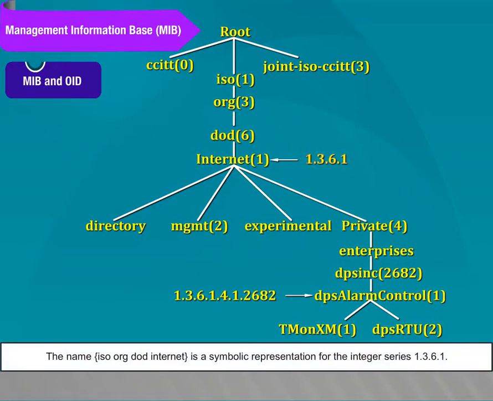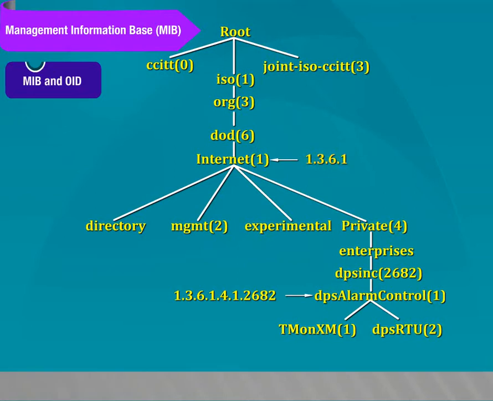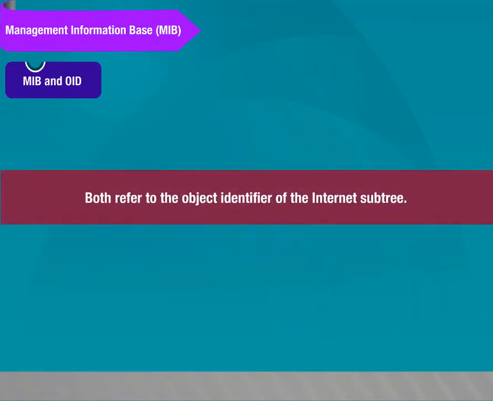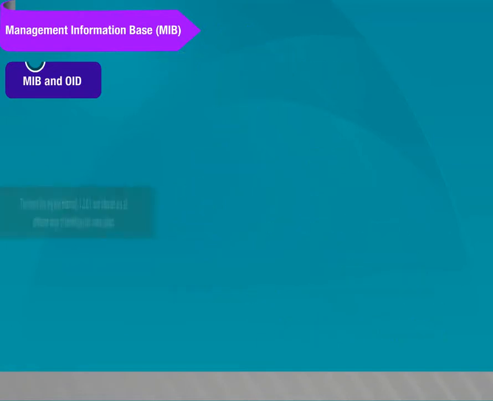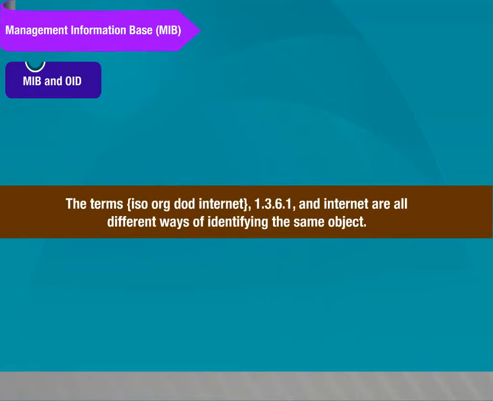The name ISO ORG DoD Internet is a symbolic representation for the integer series 1.3.6.1. Both refer to the object identifier of the Internet subtree. In practice, 1.3.6.1 can simply be referred to as Internet. The terms ISO ORG DoD Internet, 1.3.6.1 and Internet are all different ways of identifying the same object.